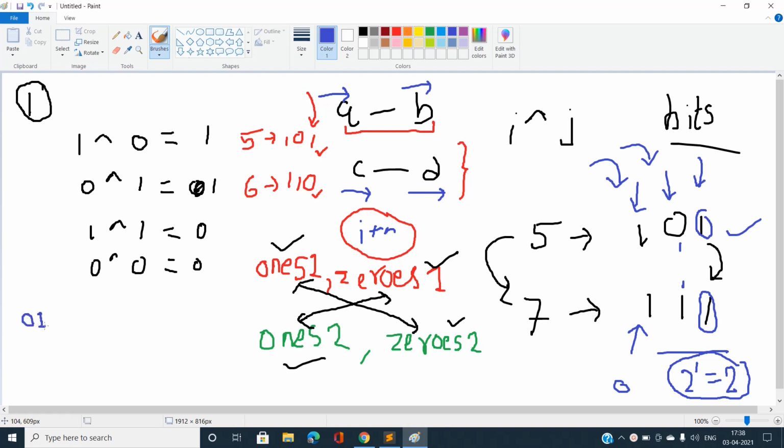O1 is the number of numbers in the range A to B, both inclusive, whose ith bit has the character 1, multiplied by the number of numbers in the range C to D, both inclusive, whose ith bit is 0, that is Z2, plus the number of numbers whose ith bit is 1 in the range C to D, both inclusive, let's say O2, and similarly for Z1.